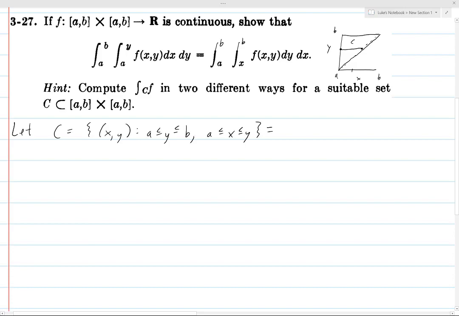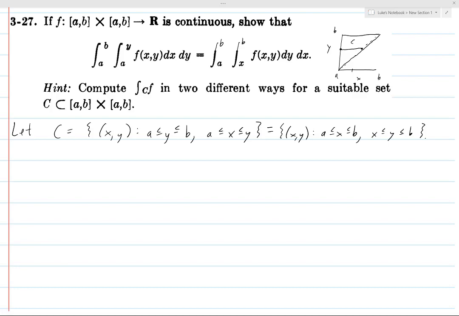And if we want to write it in terms of the right-hand side, this is all (x, y) such that we first let x range from a to b, and then for any given x, y ranges from x to b, so x is less than or equal to y, which is less than or equal to b. So this is what our set C is. We want to compute the integral over C of f, and what that really means is we're integrating the function chi_C, the indicator function of C, times f.